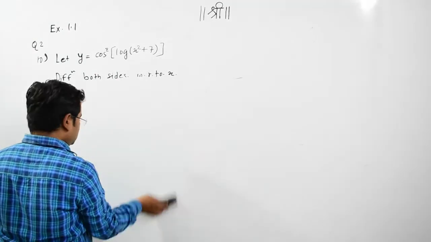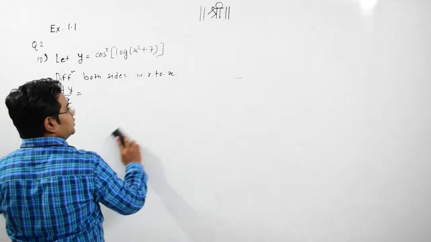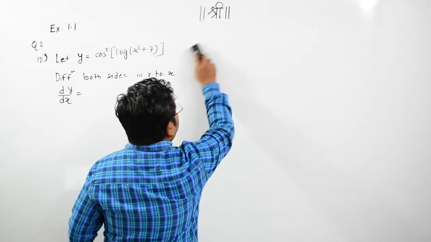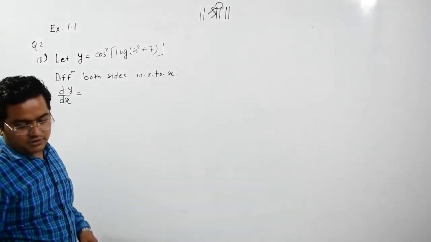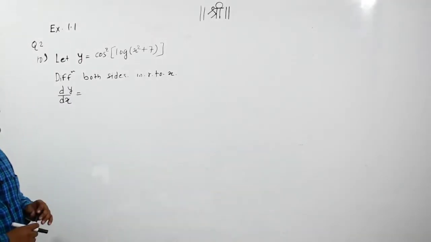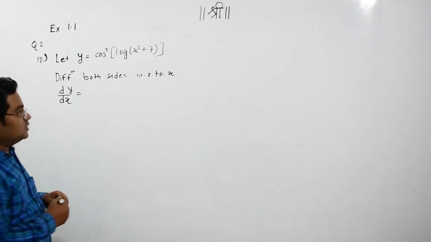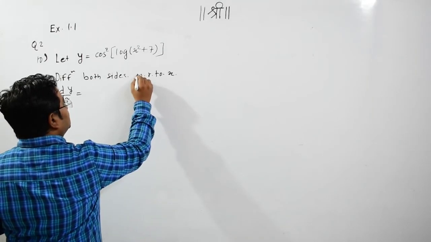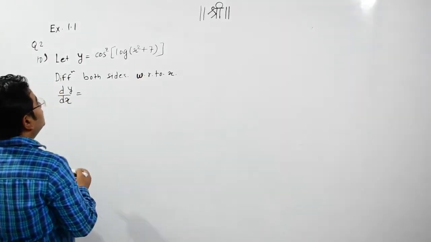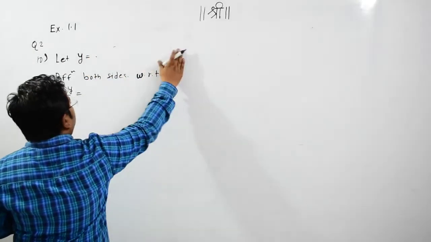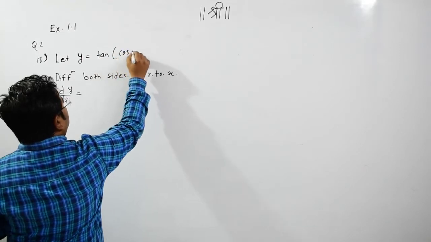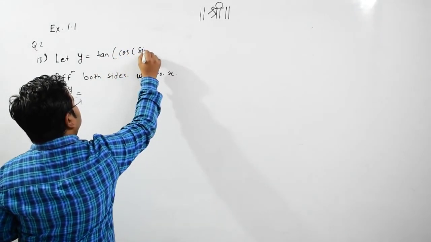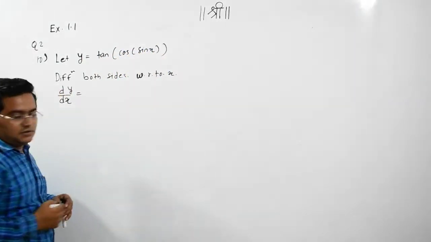First of all, solve the examples. These questions will not be asked totally in our exam. They will put only 2 to 3 questions out of this chapter, and those should again be easier. So what is tan of cos of x? So tan of cos of sin x. Hope I am correct. Yes.